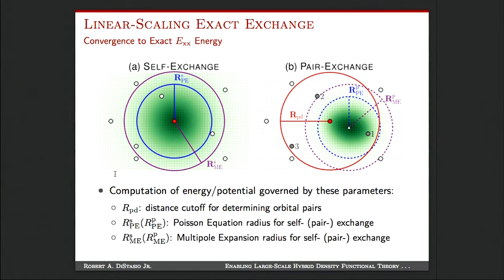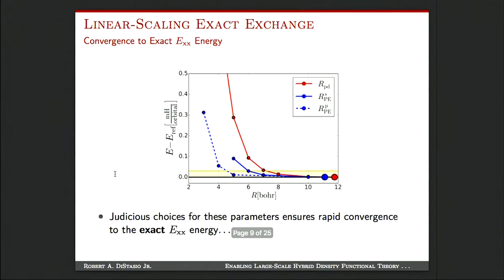If you start making approximations there, you start making errors. So we have conservative choices for all of these, and we do everything on a sphere, right? So we have a Poisson equation radius and basically a distance cutoff for choosing pairs.